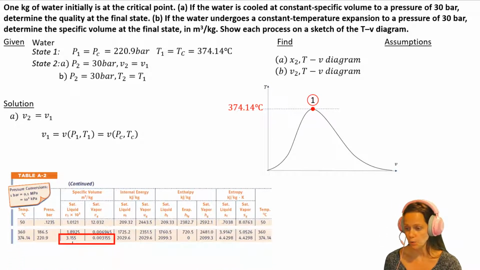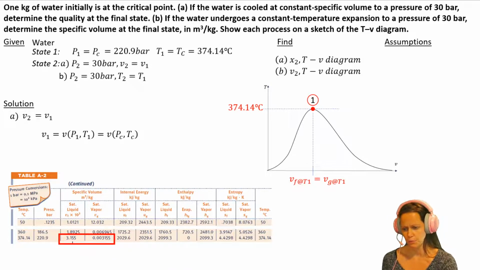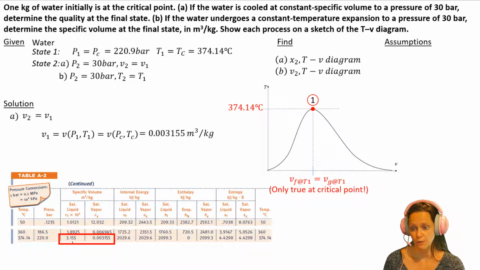So I'm going to go to A2, back to where I was, and I can see that at that critical temperature and pressure, my specific volume v sub f is 3.155, v sub g is 0.003155, and it's no coincidence that those numbers are exactly the same, not 3.155. v sub f is actually 0.003155 because that number has already been multiplied by 1,000. And it's really no coincidence that those numbers are the same, because at the critical point, the v sub f and the v sub g values are exactly the same. So there we go. There's my specific volume.